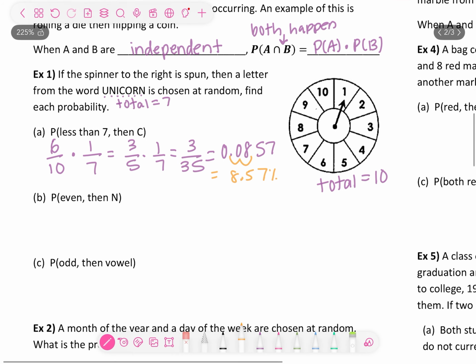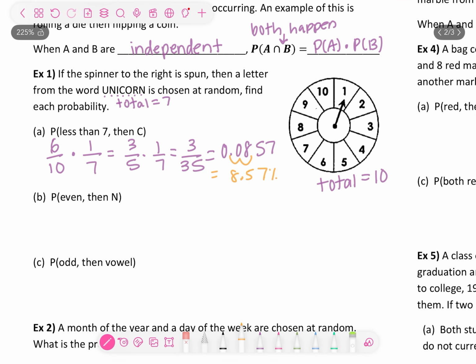Okay, next one, probability of an even, then N. Okay, so even. So even should be half these numbers, right? 2, 4, 6, 8, 10. Everything divisible by 2. So that's 5 of them. So that's going to be 5 out of the 10. Or we can change that to a half. So 5 out of 10 times getting the letter N. So that's 1, 2. So there's 2 out of 7. So times 2 out of 7.